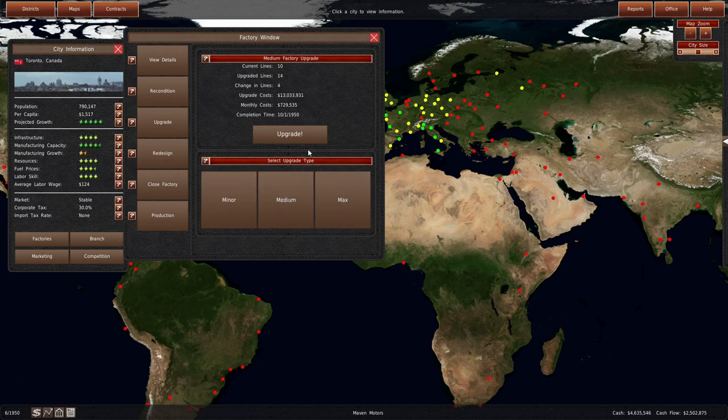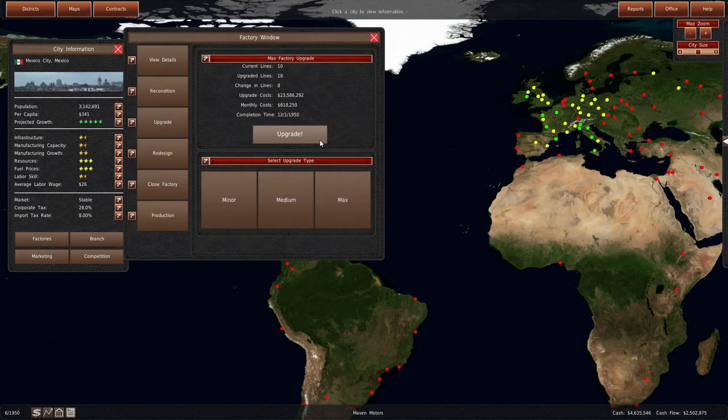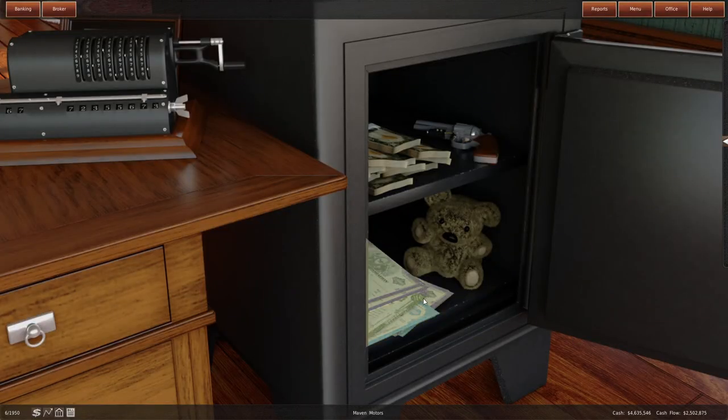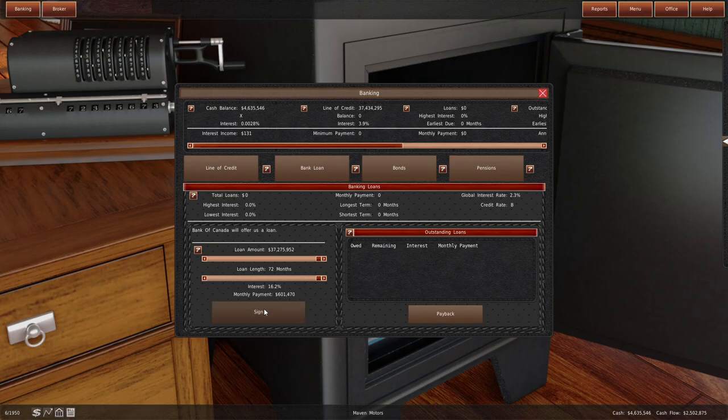It's 13 million. That'll make us a bit more money. So 23 million for that, we can do this. 6 months. Let's take out a $37 million bank loan, we'll do that.